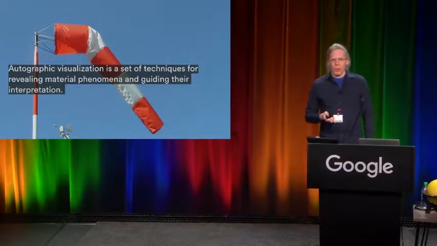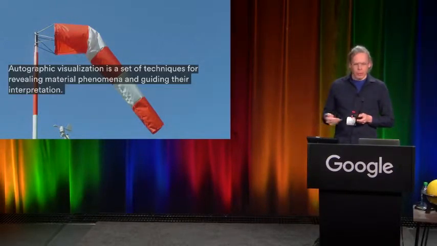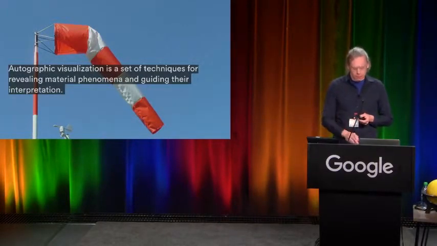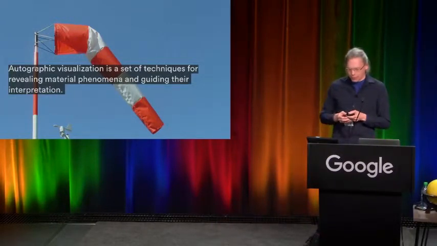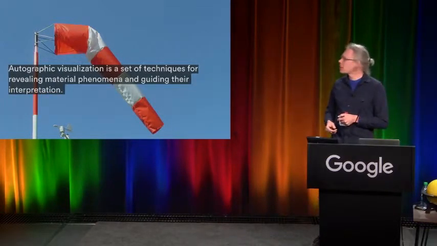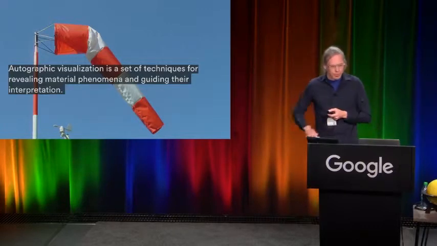So, to sum up, autographic visualization is a set of techniques for revealing material phenomena and guiding the interpretation. Autographic means in this case that the phenomenon reveals itself, it presents itself, and it inscribes itself. But this doesn't happen by itself. So we need a set of design operations for revealing material information. An interesting example is the windsock, where I didn't know originally that the number of rings that you see actually translates to the wind speed in knots. So it's quite sophisticated, although very simple.